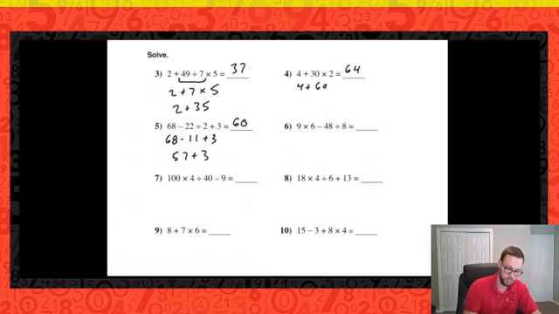All right, we want to make sure that we're working from left to right. So we do our 68 minus 11, which is 57, plus 3 gets us to 60. So be careful. Make sure that we're working from left to right. Gotta be careful on those.